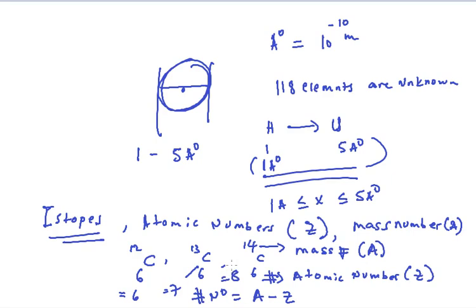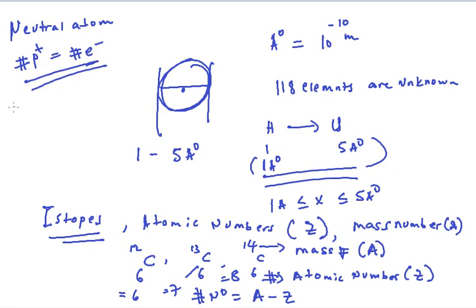Okay. So one of the things that we also need to notice here: the number of protons and the number of electrons are the same if you have a neutral atom. That's one of the definitions of a neutral atom. A neutral atom means that the number of protons equals the number of electrons. If you have charged ions, that's a different story. In charged ions, the number of protons and electrons are not the same.